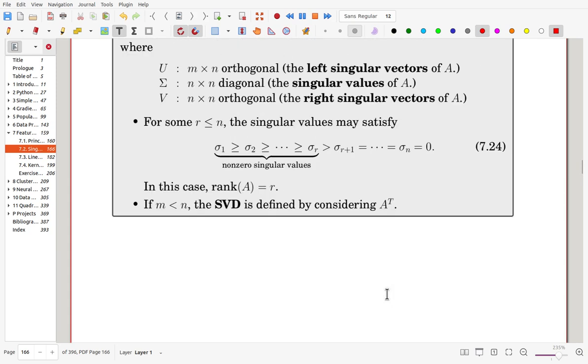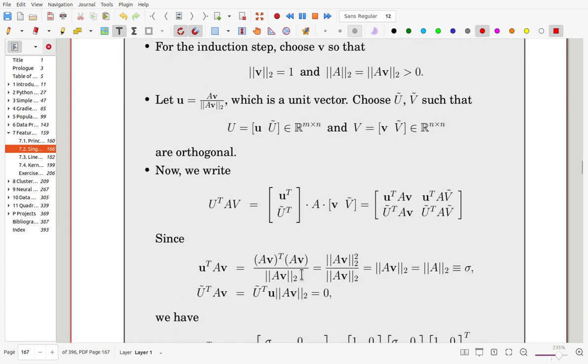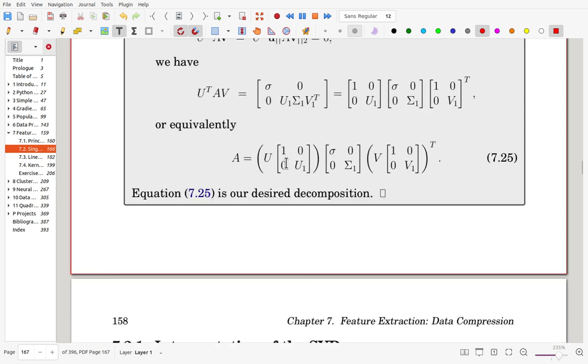Okay, and this is a proof for the theorem. If you are interested in the mathematical theory, then you may try to read it. We'll jump over here.